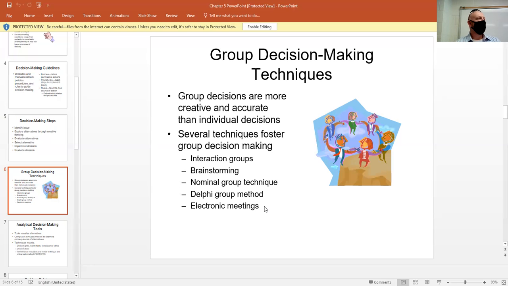Interaction groups, brainstorming, we talked about that. We know what that is. That's just throwing ideas up. Everybody, no matter how outlandish the idea might be, throw it out there. Let's get 100 ideas, brainstorming. Nominal group technique, the Delphi group technique, and electronic meetings. That's another thing that is good. I'm not going to talk much about the nominal group or the Delphi group. Y'all can go into the book and read on that.